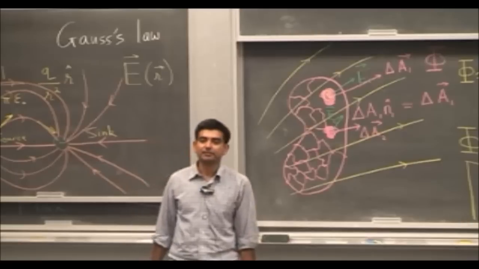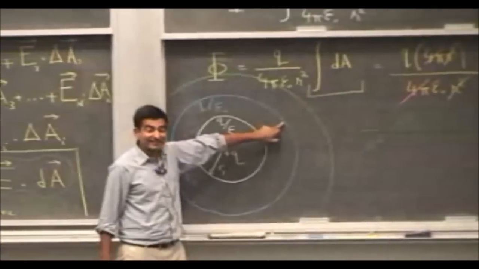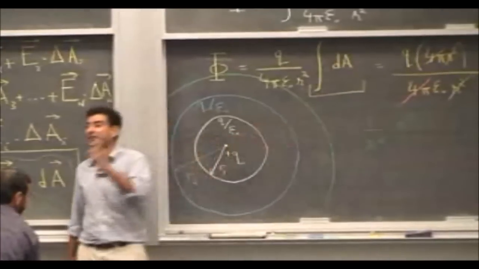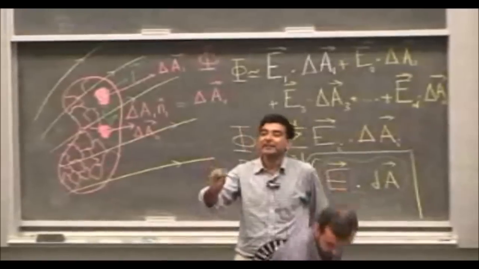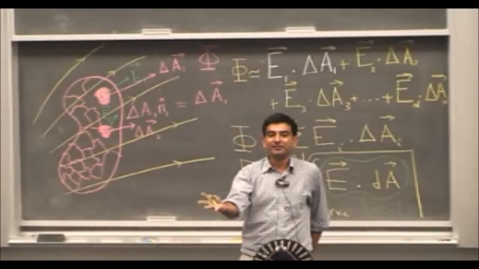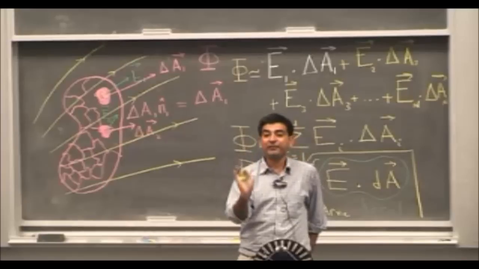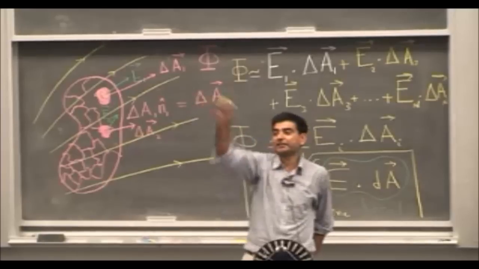Of course, but that does not mean that the electric field is the same at this point as it is at this point. The electric field is indeed changing with 1 over r squared. Remember this: the flux is constant, it's independent of the radius, but the intensity of the electric field is varying as 1 over r squared. Yes?